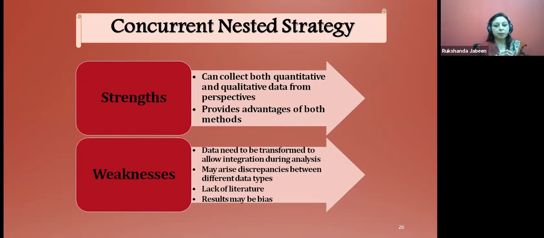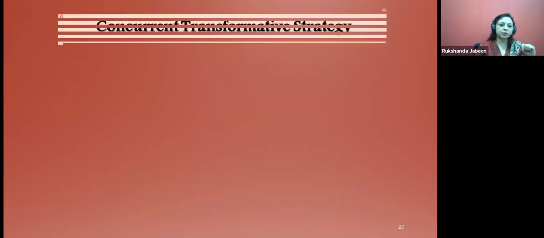So the result may be biased. Maybe the researcher has their own viewpoint or their own theoretical perspective that they are working with. Since part of it is being addressed through another approach, the results may be biased, and not interpreted or clearly shown in the result as they are supposed to be. So these are the differences.